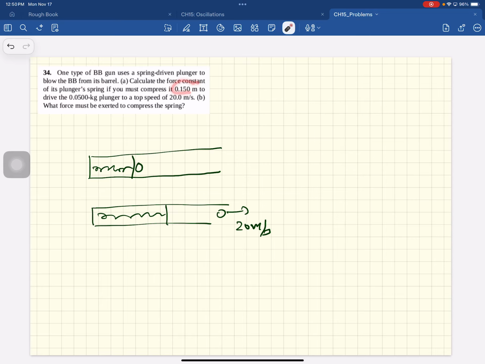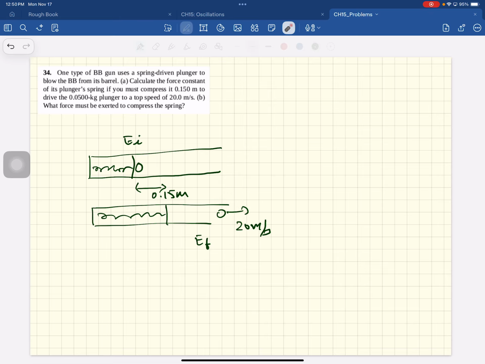So the compression is 0.15 meters. So you compress the spring 0.15 meters. So you can solve this using conservation of energy principles. So this is the initial energy, this is the final energy. In this configuration, all you have is spring potential energy. And in this configuration, all you have is kinetic energy for this guy.